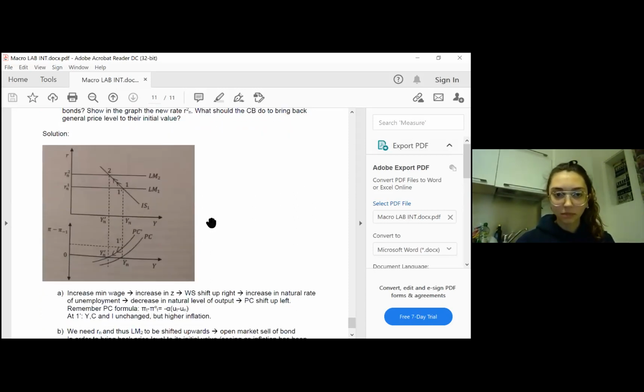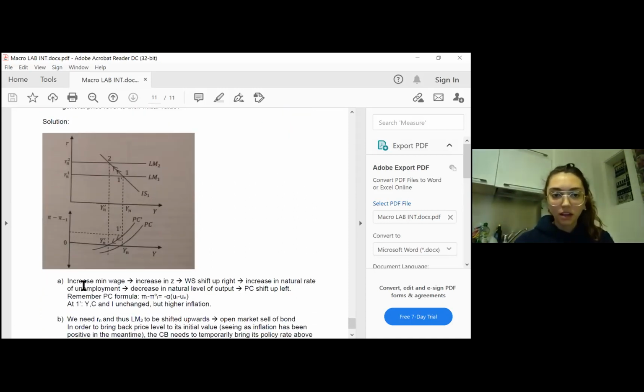So what does that mean when the minimum wage increases? An increase in minimum wage is going to lead to an increase in Z. That's what Davide was telling you guys in the previous exercises. What does an increase in Z imply? A shift up of the wage setting curve, okay? And what happens when the wage setting curve shifts up? There is an increase in the natural rate of unemployment, okay?